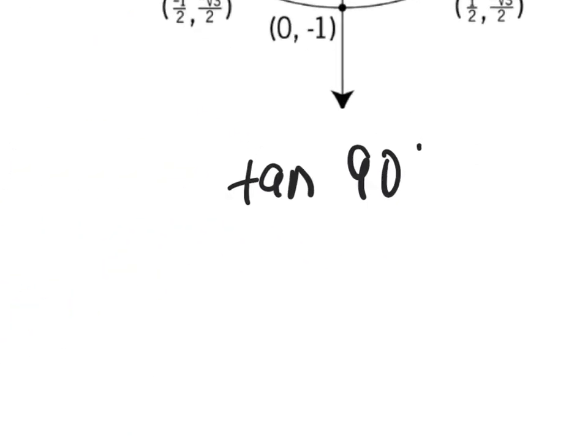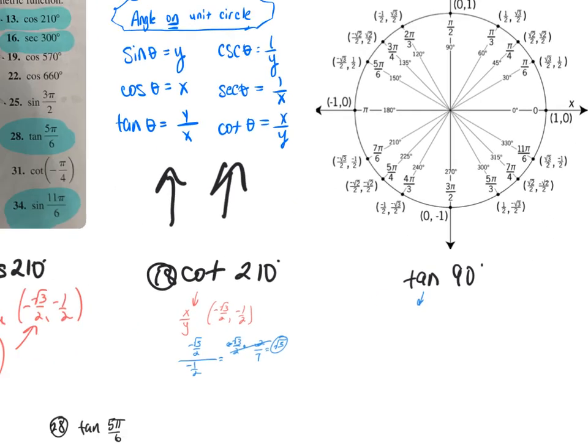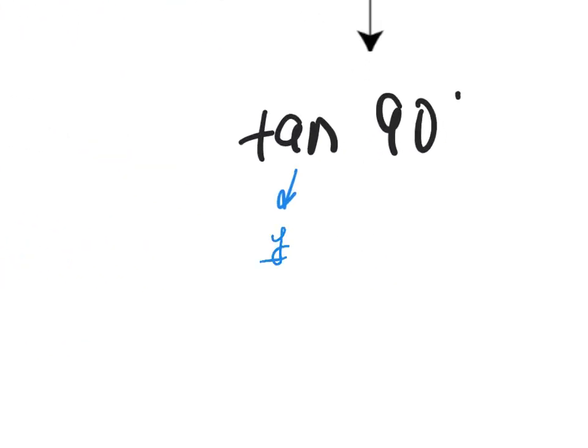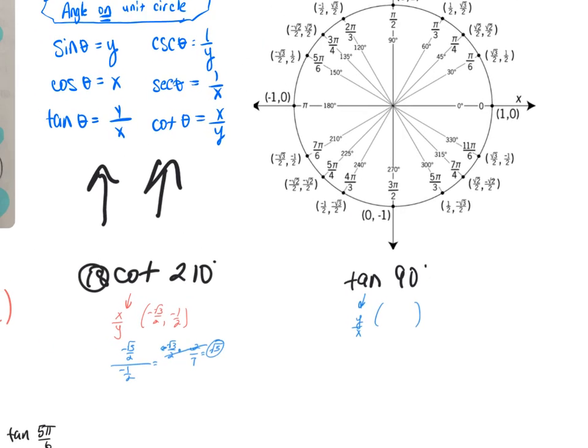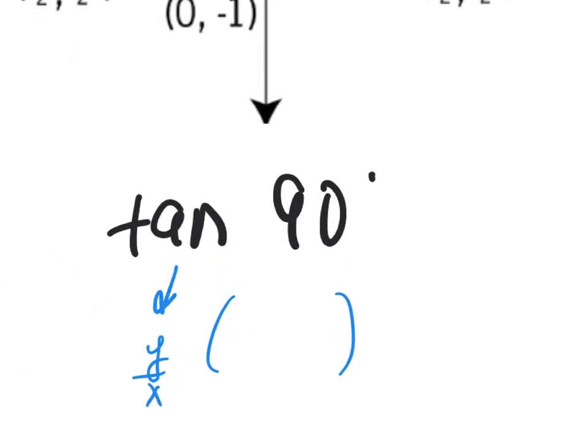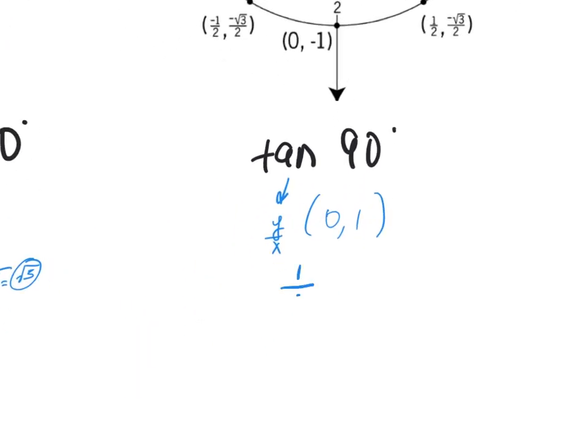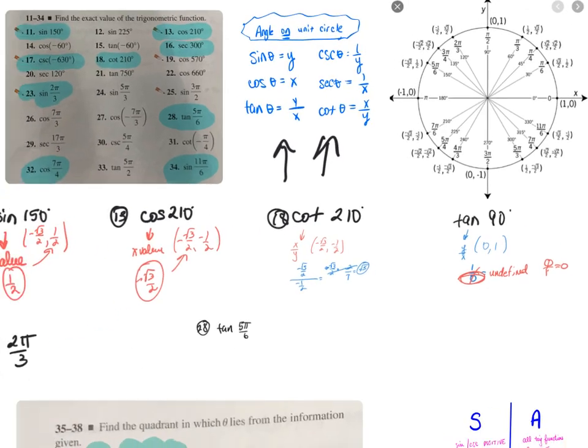Okay, I want the tangent of 90 from our ratios up here. Tangent is y over x. So y over x, and the ordered pair at 90 on my unit circle is 0, 1. So I'm going to take the y value, which is 1, put over the x value, which is 0. If you have 0 in the denominator, that is undefined. Guys, please remember that. If you have 0 in the numerator, if you had 0 over 1, your answer would be 0. But here, when 0 is in the denominator, your answer is undefined.